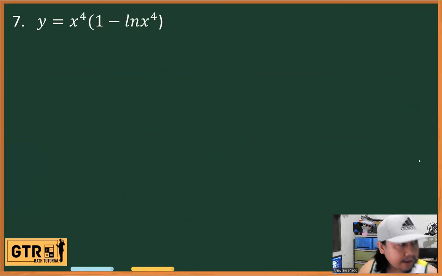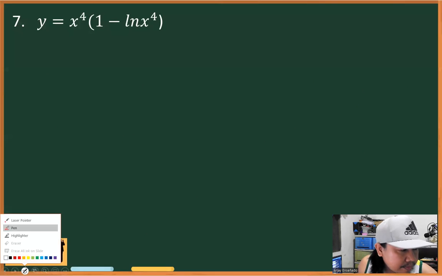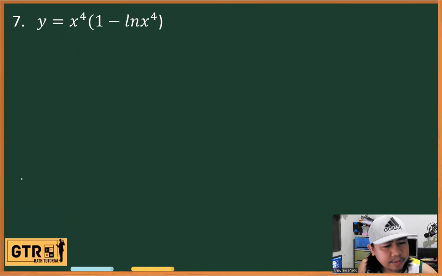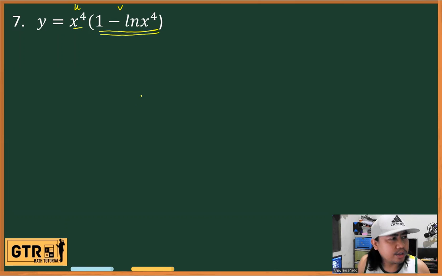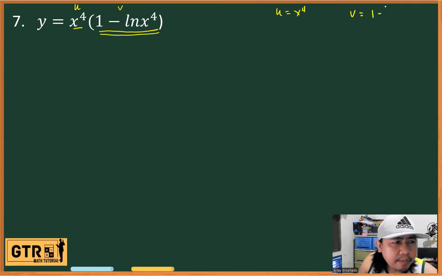Okay, so next, number 7. Okay, so number 7, we have two terms. So y equals x to the 4th times 1 minus ln x to the 4th. So we can use the product rule. So this is the u and then this is the v, 1 minus ln x to the 4th. Okay, so there, u and v. So just apply the product rule. Okay, so product rule, let's write it here for clarity. Our u is x to the 4th. Our v is equal to 1 minus ln x to the 4th.